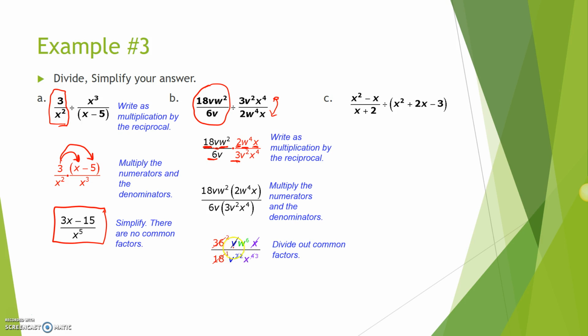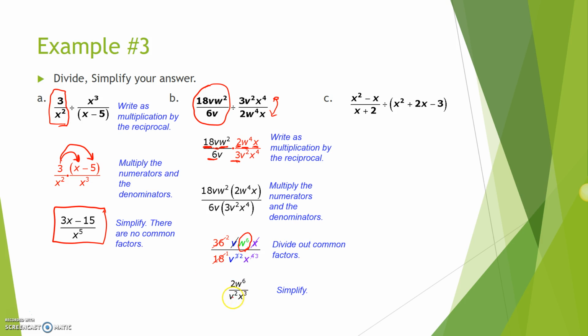Notice we have v and v to the third. And then we have x to the first and x to the fourth. So this would be my final answer, 36 divided by 18 gives me 2. W to the 6 stays for the numerator. Why did I bring down v squared and x to the third? Well, v to the first minus v to the third becomes v to the negative 2.